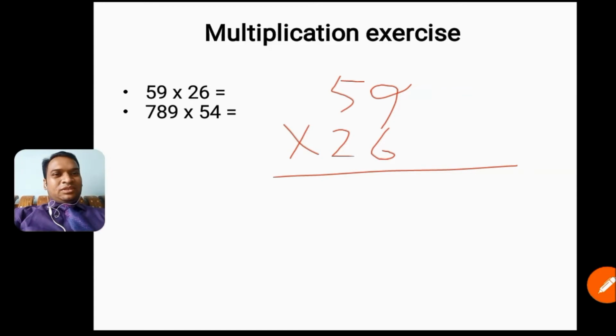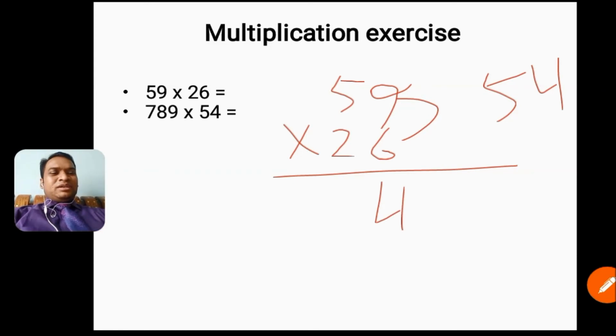Okay, so now we'll multiply this 2 digit with 2 digit. Okay, so first we need to multiply. We always do it from the right side. So from this 6 we'll start. So we'll multiply 6 nines first. Do you know what the result will be if we multiply 6 nines? So 6 nines are 54. Okay, so we need to write 4 here, and we take this 5 to the next one.